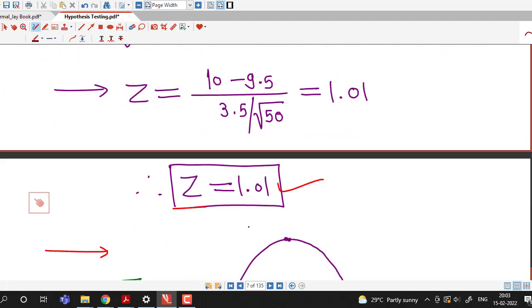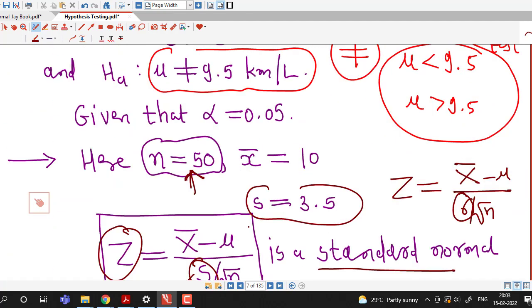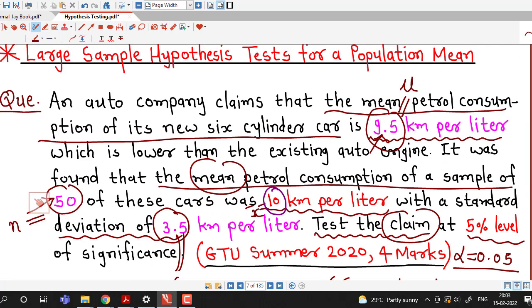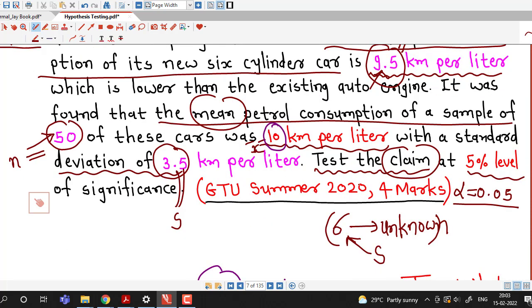So this is all about this session. I have discussed this question related to hypothesis testing, which was asked in the GTU summer 2020 exam.